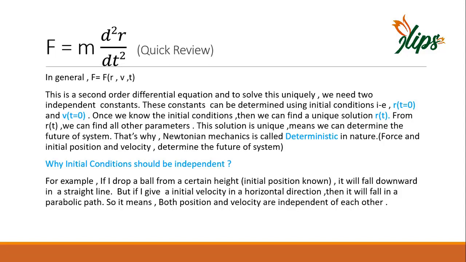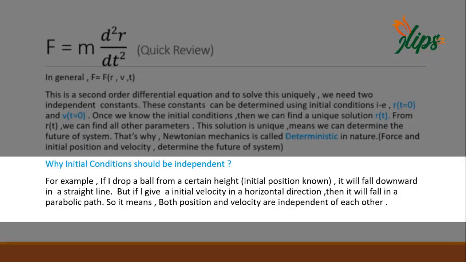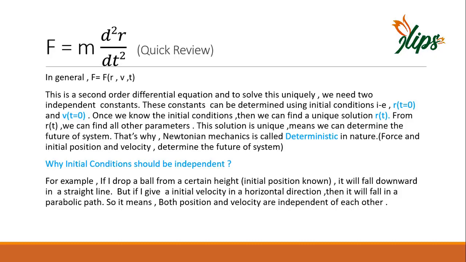Take an example. If I drop a ball from a certain height, it means I know the initial position. It will fall downward in a straight line. But if I give an initial velocity in a horizontal direction, then it will fall in a parabolic path. So it means position and velocity are independent of each other. We have to specify position, velocity and force to solve this equation.